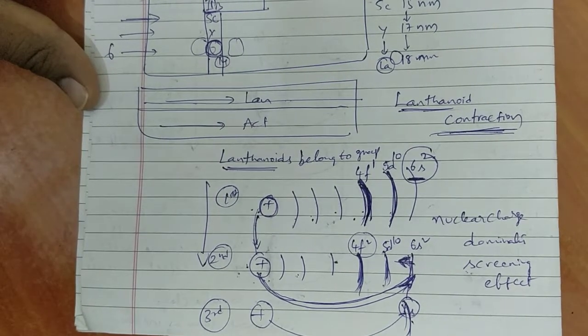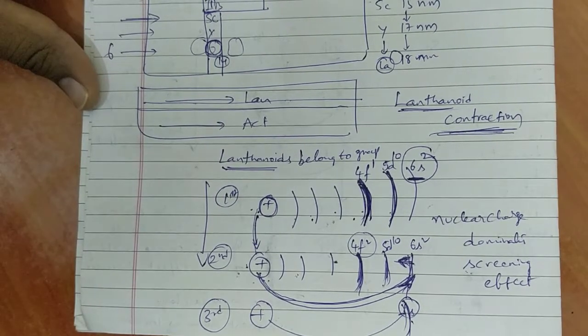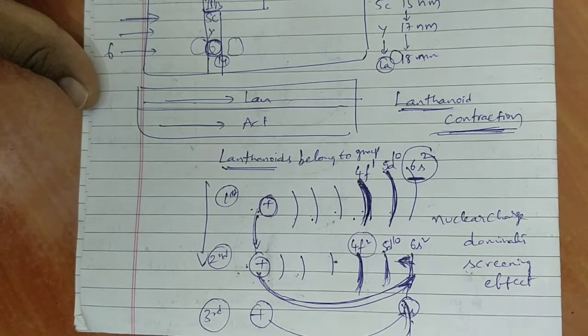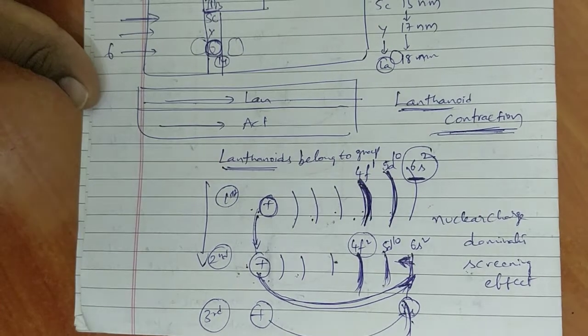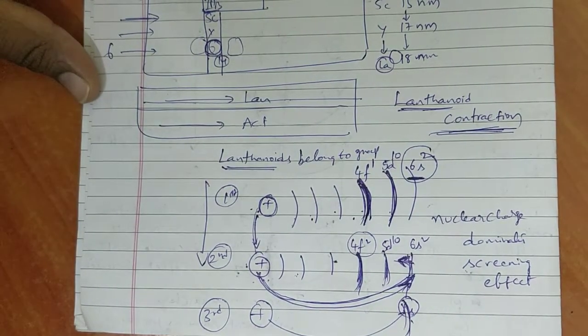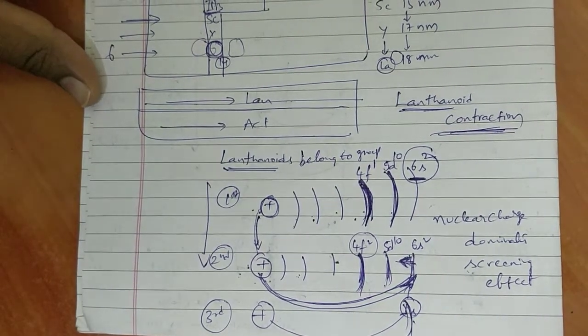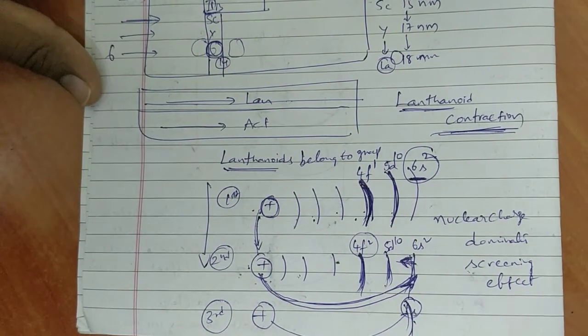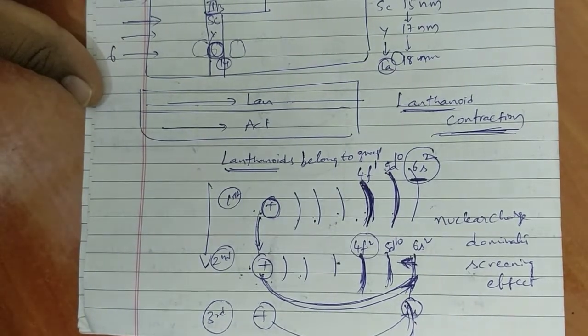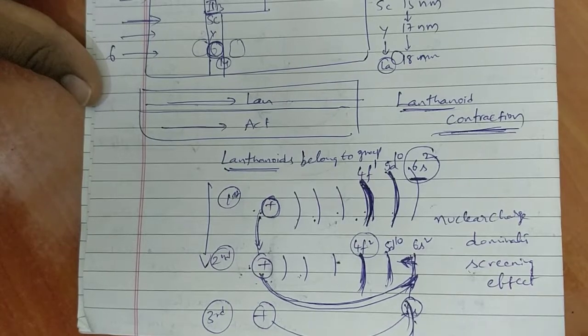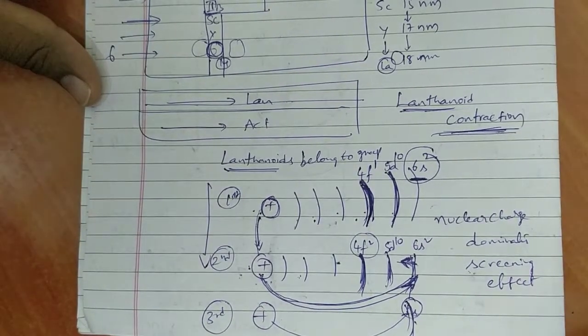Once again, decrease in atomic size of lanthanides because of poor shielding effect caused by F subshell electrons is called lanthanide contraction.